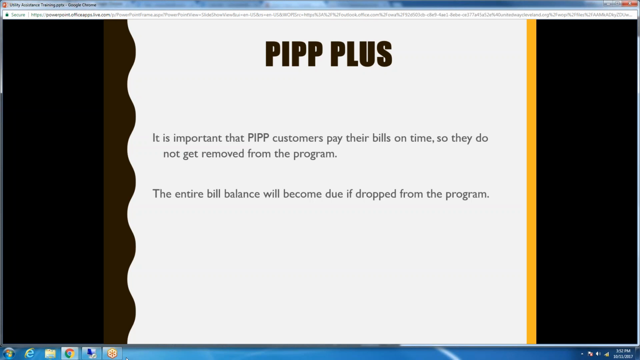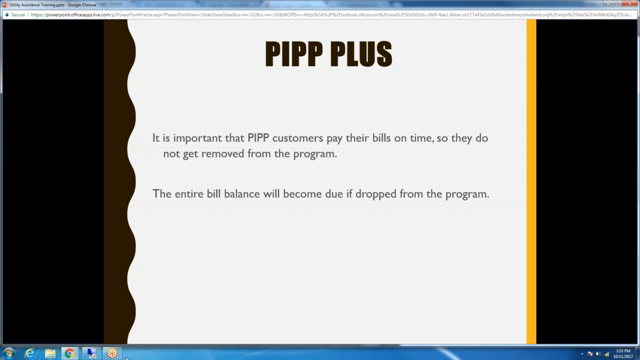have one billing cycle, 30 days from their anniversary date, to make up any missed payments before being removed from the program. Electric customers may be dropped if they miss 2 consecutive payments. Any missed or late payments will result in the loss of that month's credits. However, there are no fees assessed for late payments. Once again, note the entire bill balance will become due if dropped from the programs.